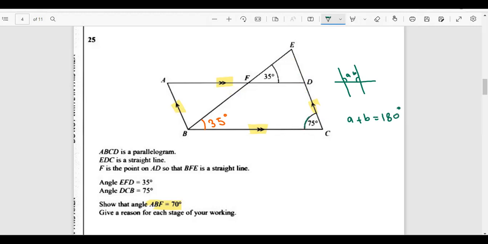So if this is 75, 180 would be equal to C plus B. C is 75, so 180 minus 75 would give you B, and that is 105. B is 105, and I will take out this 35 degrees. I would get 70. So this is 70 degrees. So it was direct.